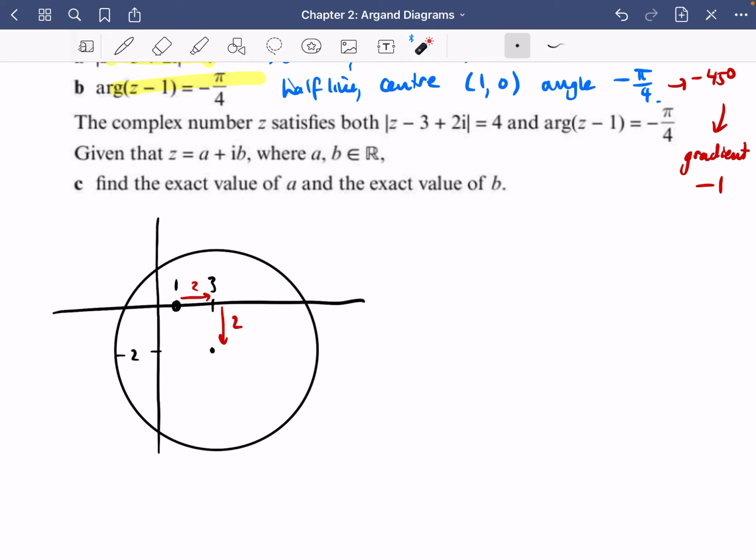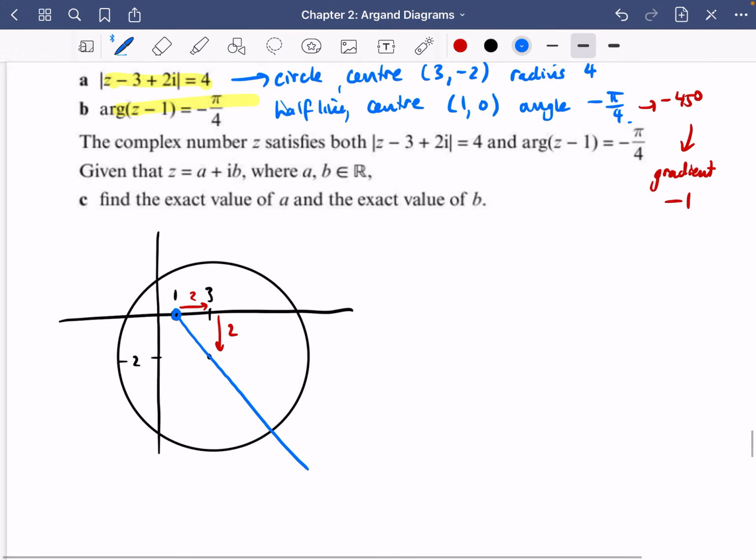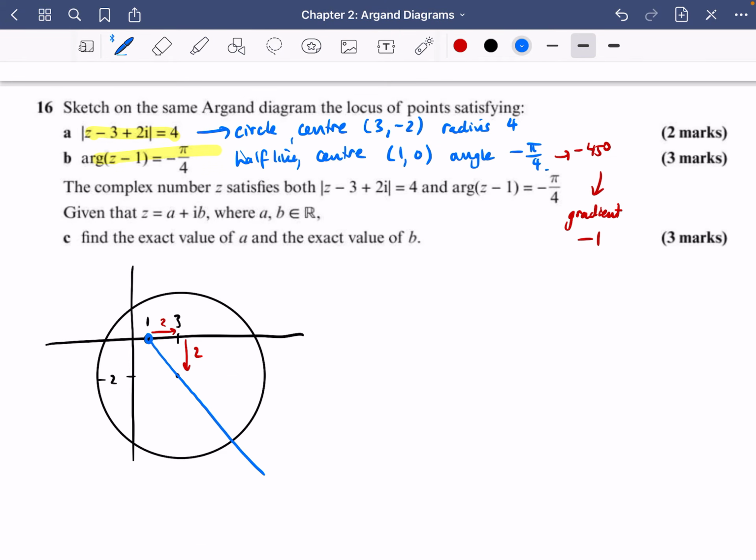So tell me about this half line and where this half line is going to travel as the gradient of the line is minus 1. I'm going to do it in blue. So it is actually going to travel through the center of the circle. And this is about spotting all of these different things at the same time and thinking, okay, well, it's got a -1 gradient. The center of the circle is 3 minus 2. It's going 2 across and 2 down. Yep, it's going to go through the center of the circle.